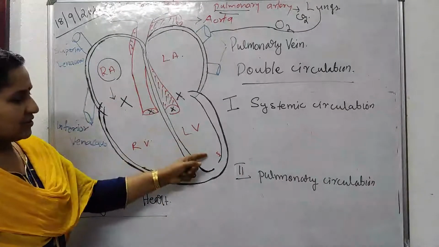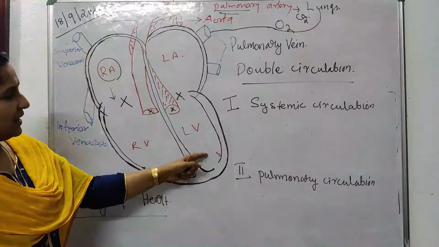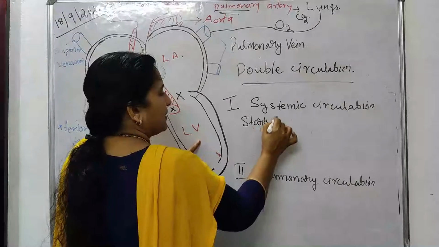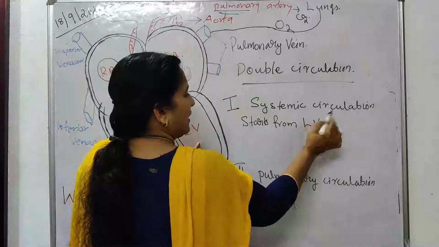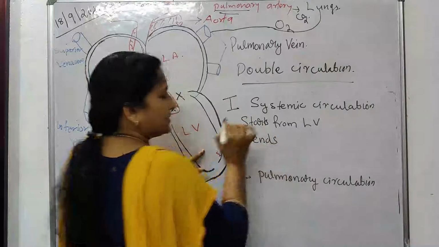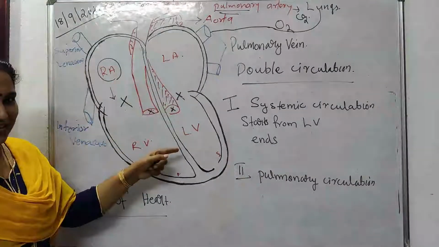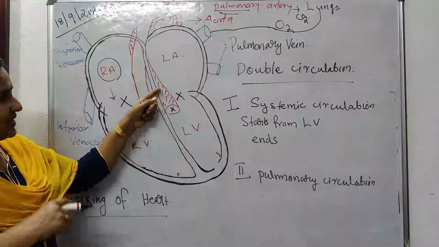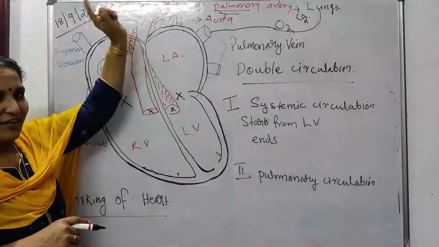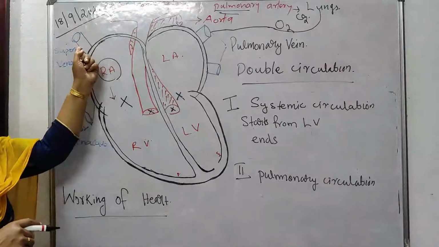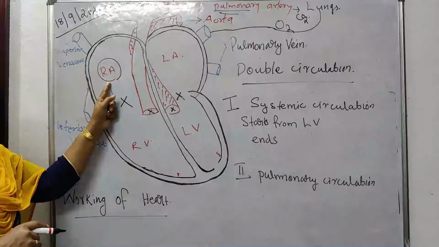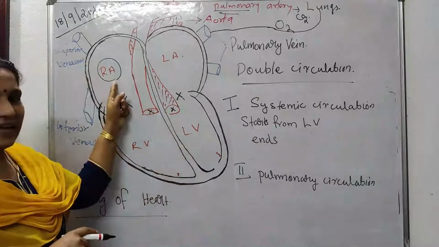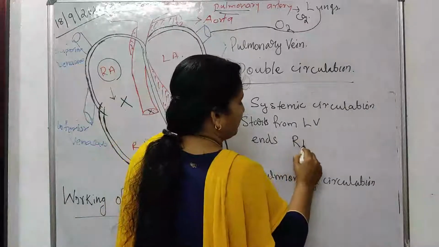See, systemic circulation starts from the left ventricle. That starts from left ventricle and ends where? Which part of the heart? So you should remember, from the left ventricle, aorta carries blood to different parts of the body. From the different parts of the body, vena cava carries blood and it reaches the right atrium. So we can say that it starts from left ventricle and ends in right atrium.